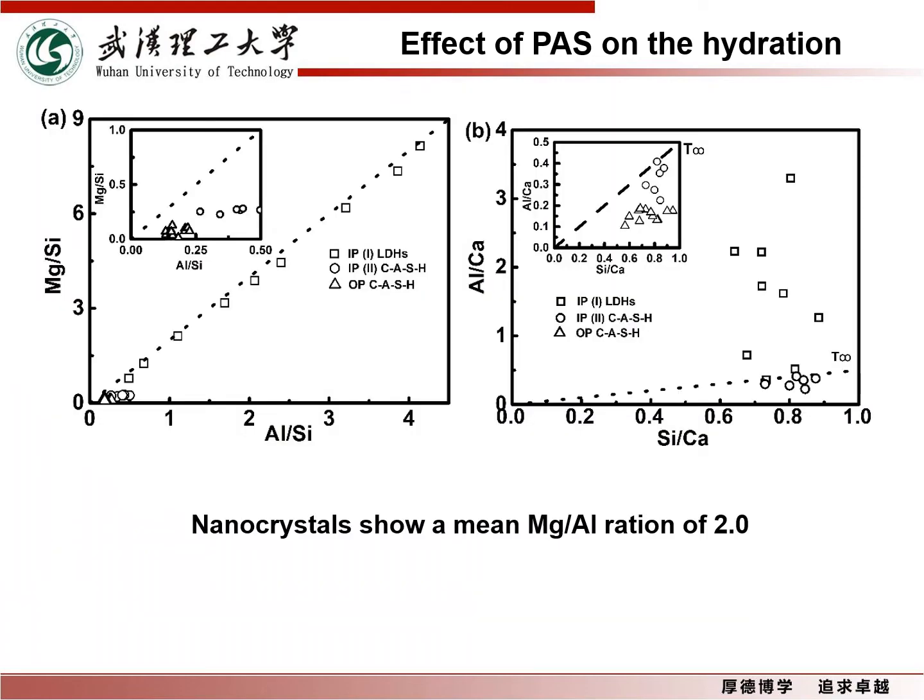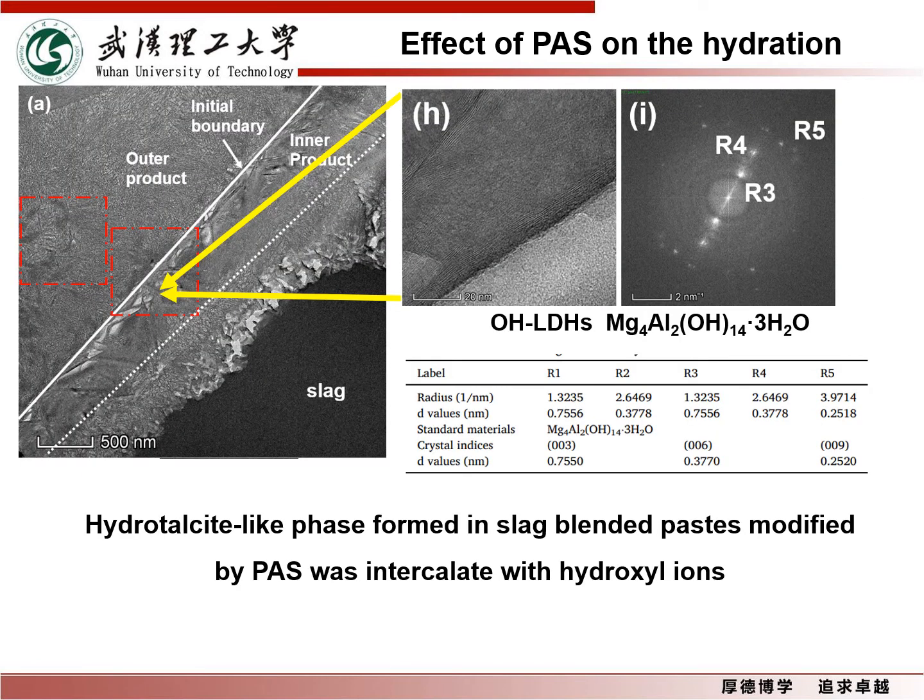The structure and the composition of the nanocrystals were analyzed with EDX and electron diffraction. EDX suggests a mean magnesium to aluminum ratio of 2.0. The electron diffraction of the plate or lace-like nanocrystal shows obvious high-resolution lattice fringes and electron diffraction spots.